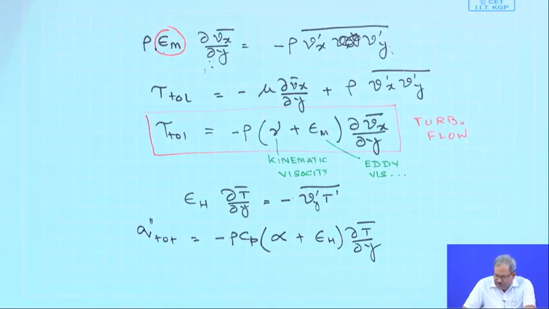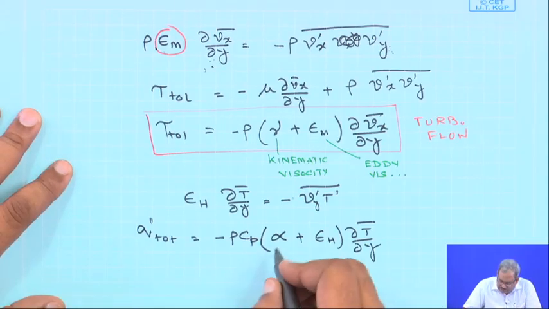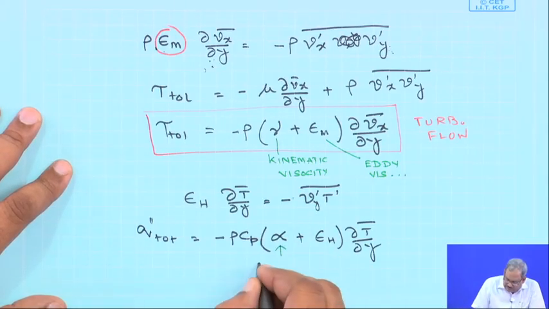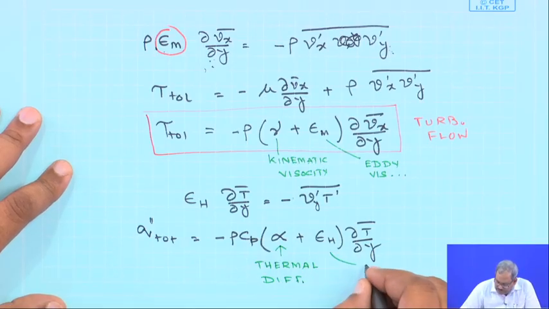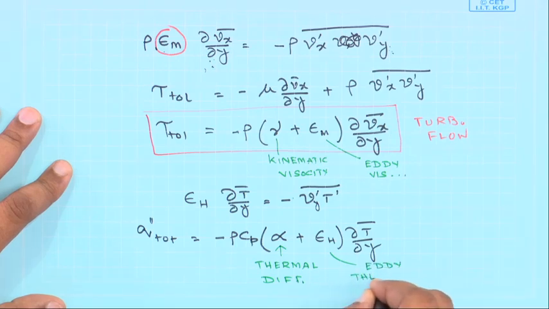So, these two equations, you can clearly see. This is the thermal diffusivity and this is known as the eddy thermal diffusivity.